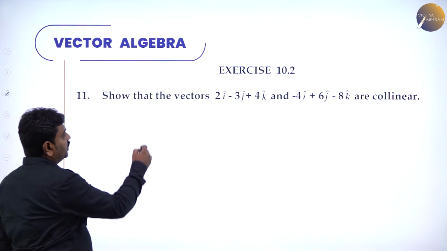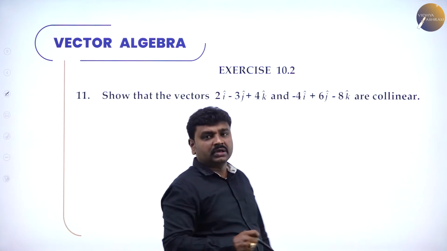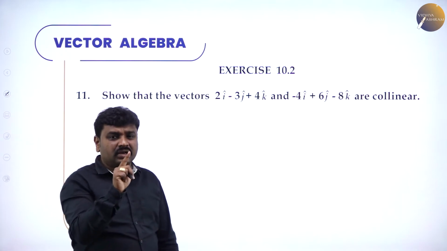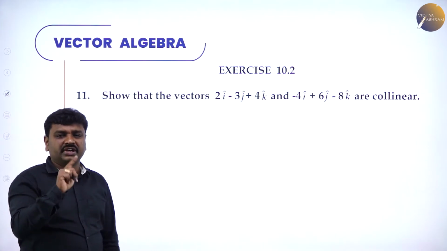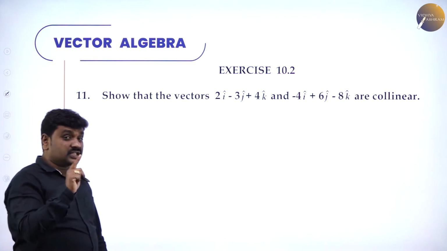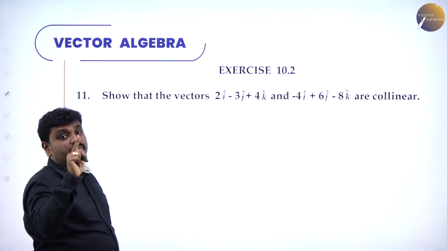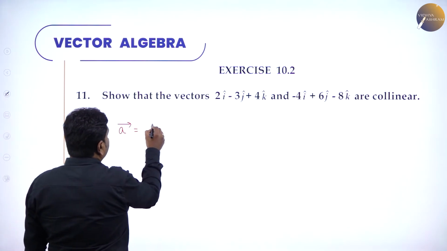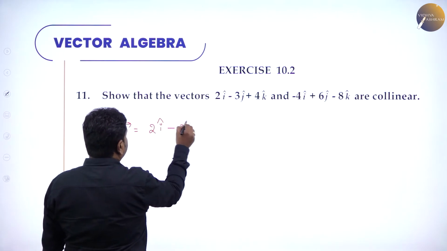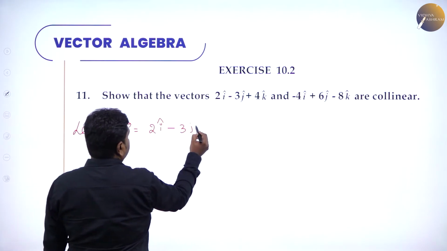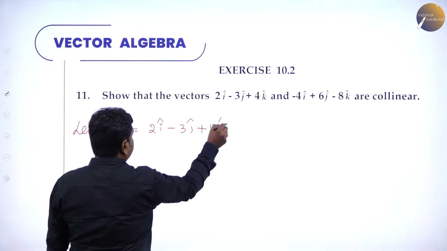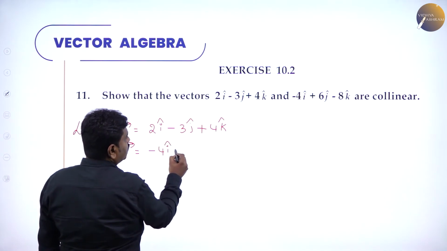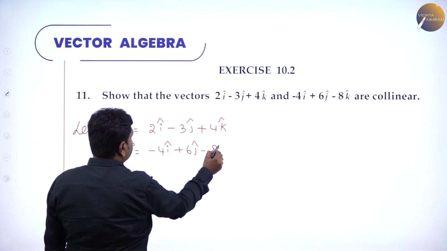Now, show that the two vectors are collinear. You know the definition of collinear vectors. Two vectors are said to be collinear if they are parallel to the same line, irrespective of magnitude and direction. Similarly, if two vectors are collinear, then their direction ratios are proportional. So, let us assume vector A is 2i cap minus 3j cap plus 4k cap. Vector B is minus 4i cap plus 6j cap minus 8k cap.